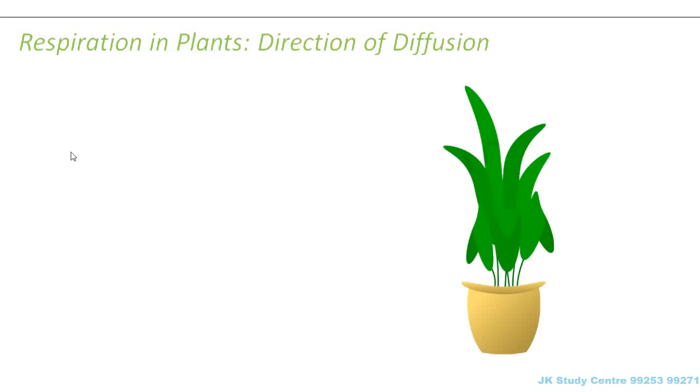Now let us talk about the direction of diffusion. As I said, these are the two gases which the plants will exchange. One is oxygen and one is carbon dioxide. Now, what would be the direction of diffusion? Whether oxygen will move out of the plants into the atmosphere, or it will come from outside to inside, or whether carbon dioxide will come from inside to outside, or how is it? So let us try to understand how this direction of diffusion is decided in plants.